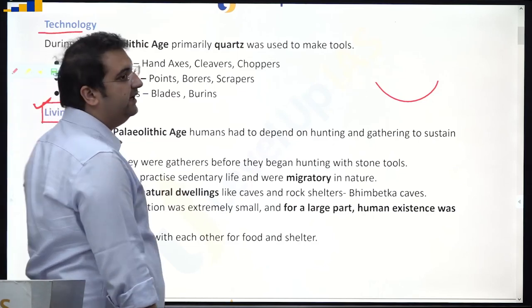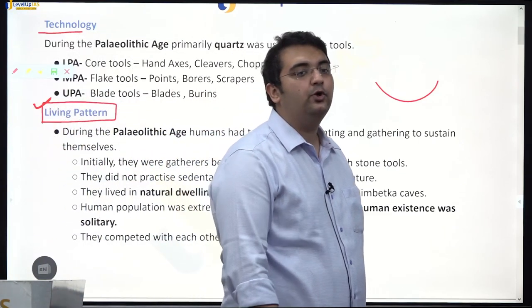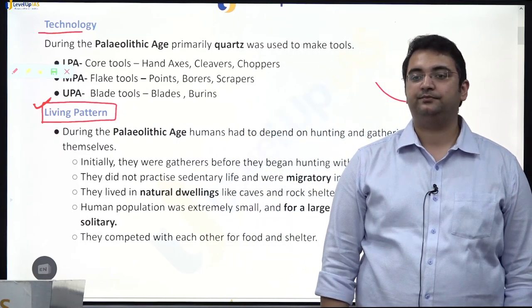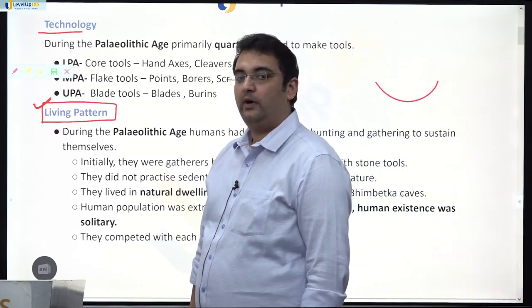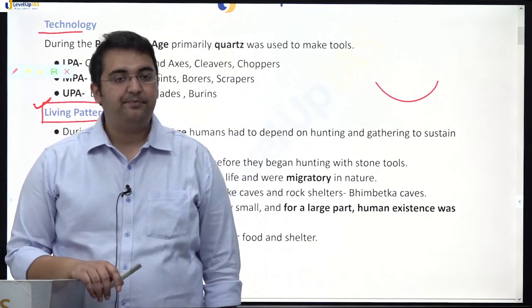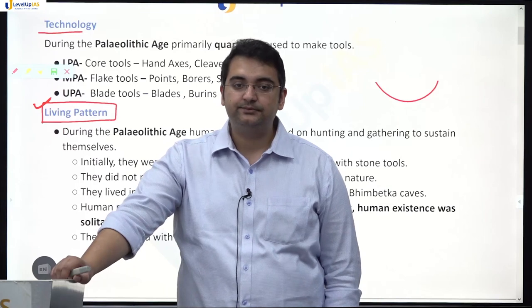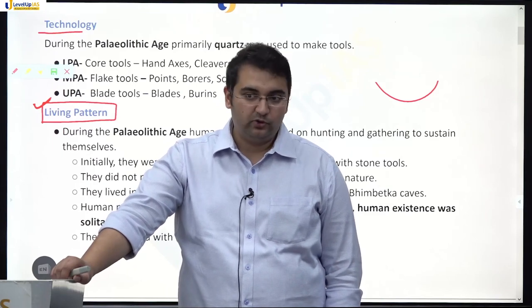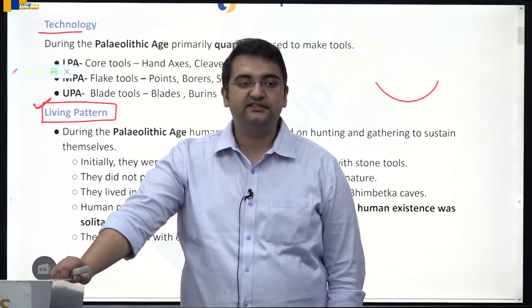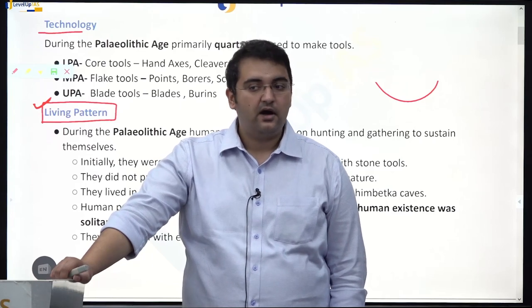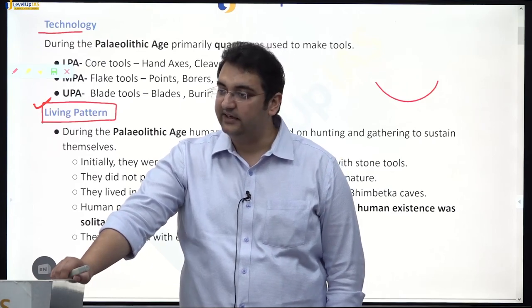How did human beings obtain food during the Paleolithic age? Were they keeping animals in captivity? Were they cultivating their own crops? Also no, right? So, how were they surviving? Hunting and gathering activities.